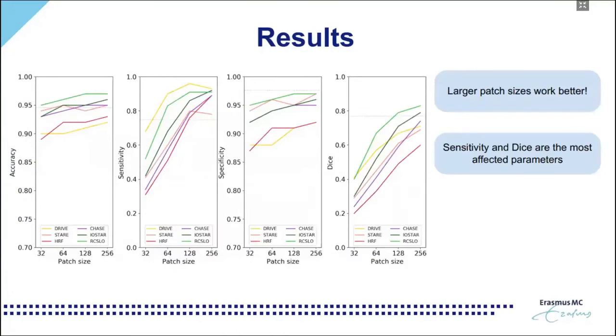If we observe the metrics as a function of the patch size in individual datasets, it is clearer that larger patch size work better in our model. Also, sensitivity and DICE are the parameters that benefit the most.